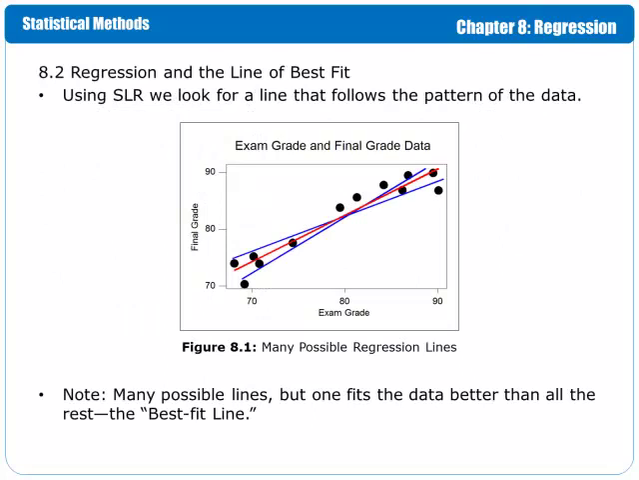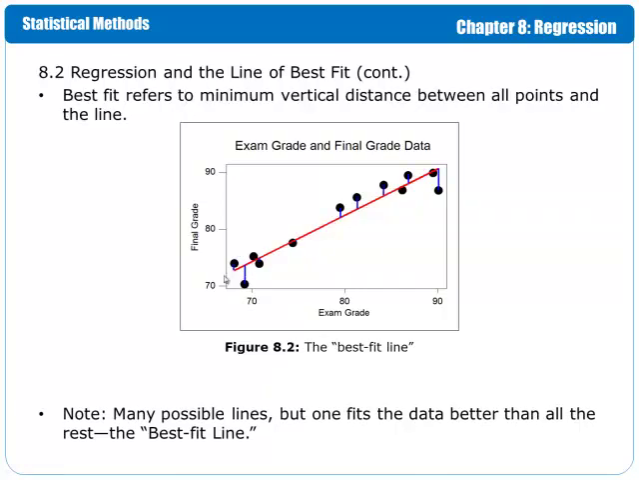Using simple linear regression, we look for a line that follows the pattern of the data. In Figure 8.1, you can see that there are three possible lines to fit the data, but there is one, this red line in the middle, that best fits those data points. When we say best fits, we're referring to the minimum vertical distance between all points and the line.